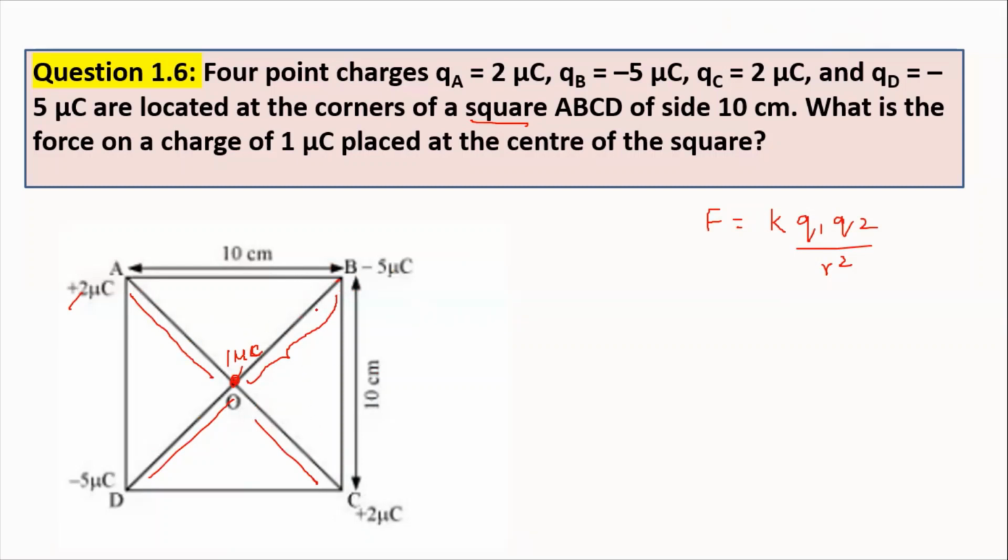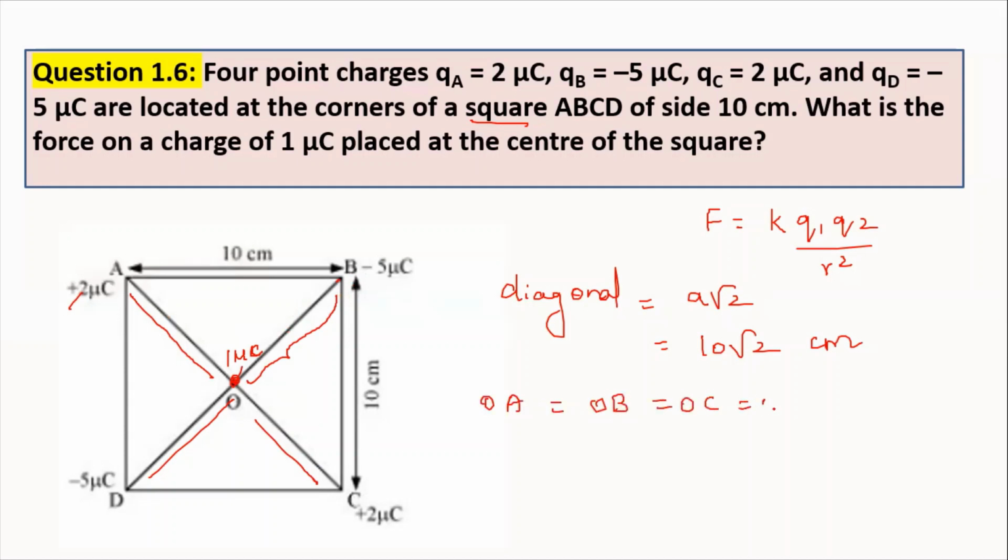First you should calculate the length of the diagonal. The length of the diagonal of the square will be equal to a root 2, where a is the side, so that is 10 root 2 centimeter. Now OA or OB or OC or OD is half of the diagonal. So OA equal to OB equal to OC equal to OD is equal to 10 root 2 by 2, that is equal to 5 root 2 centimeter. So that is 5 root 2 into 10 power minus 2 meter.